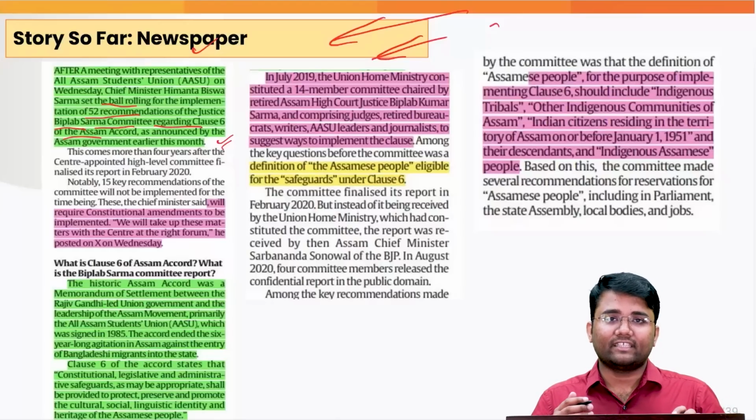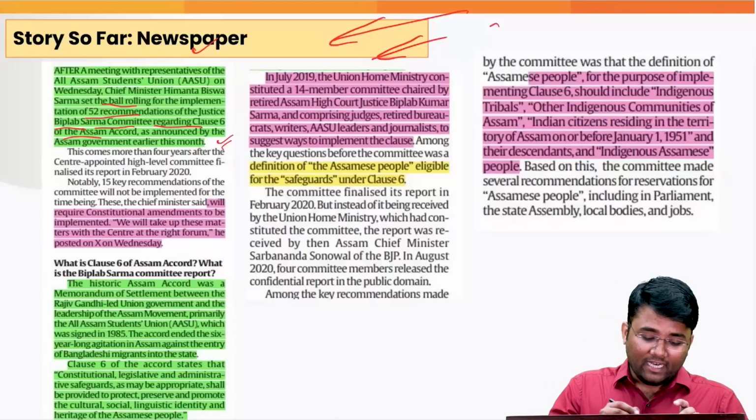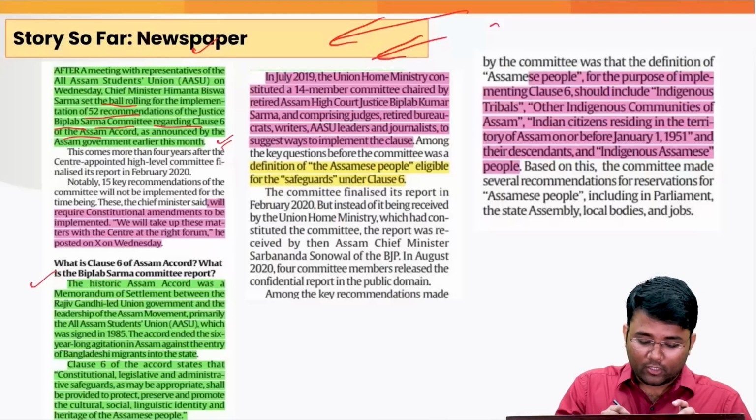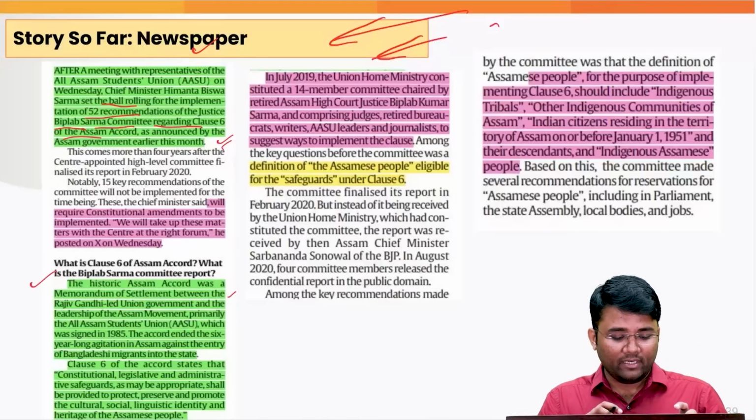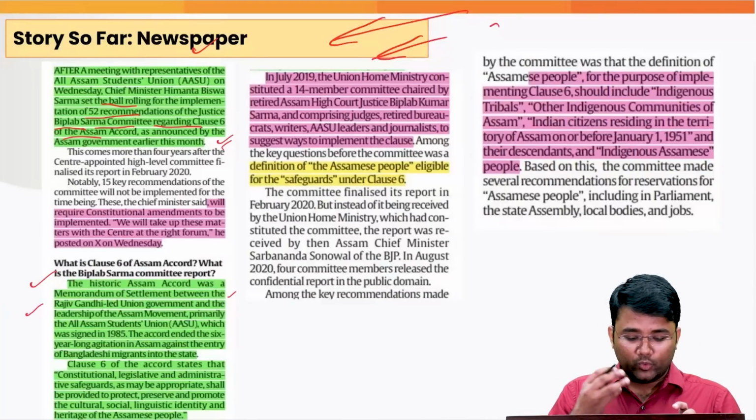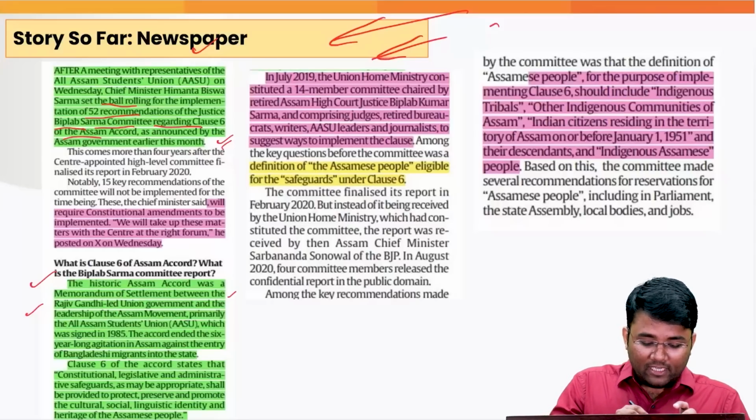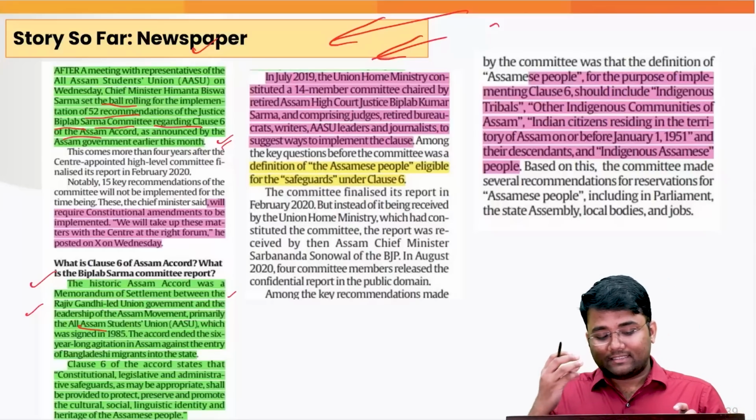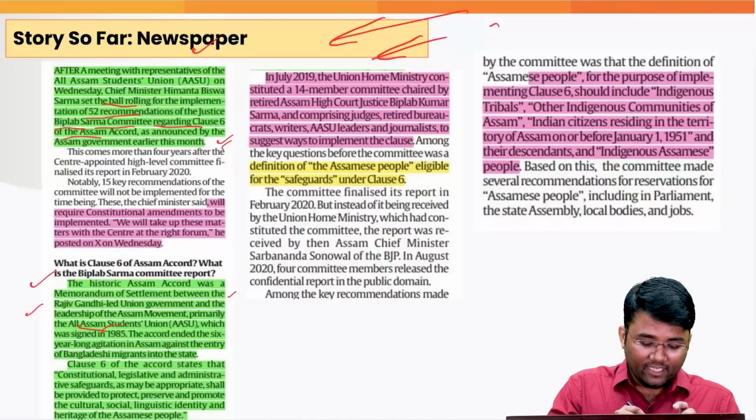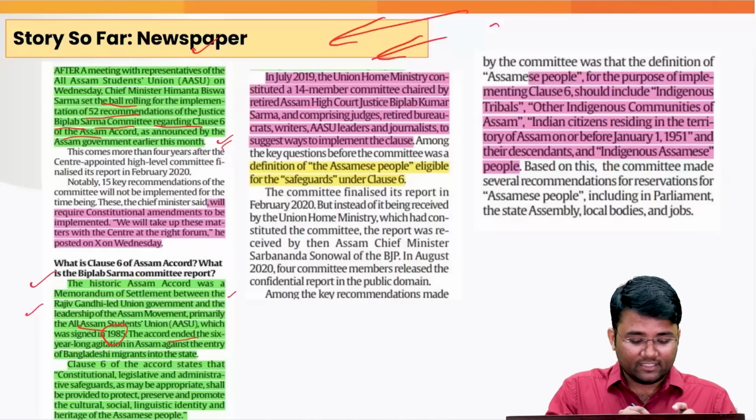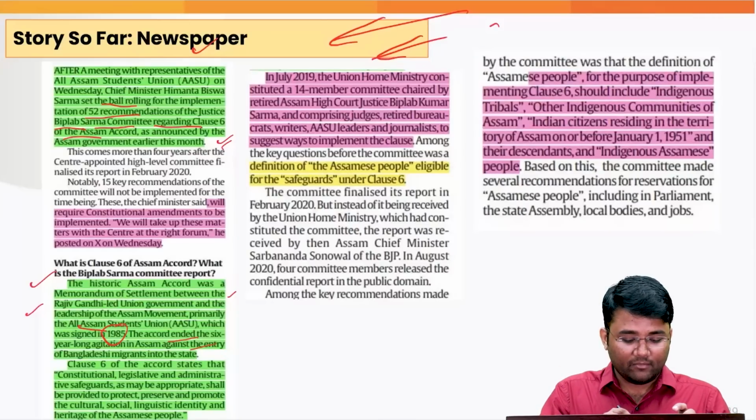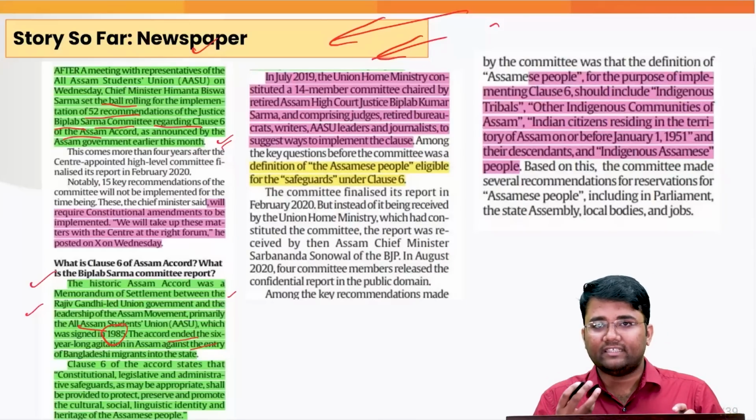of protests that continue. To address that, there was the historic Assam Accord, which was a memorandum of settlement between the Rajiv Gandhi led union government and the leadership of the Assam government, primarily the All Assam Students Union, which was signed in the year 1985. The accord ended the 6 years long agitation in Assam against the entry of Bangladeshi migrants into the state.